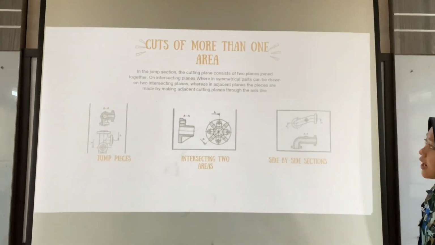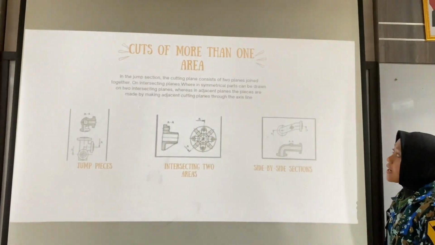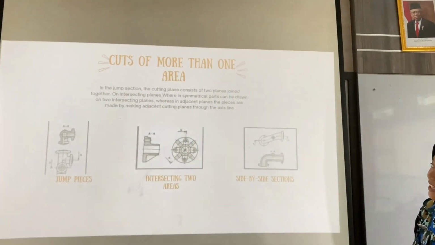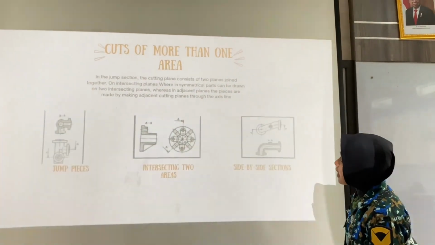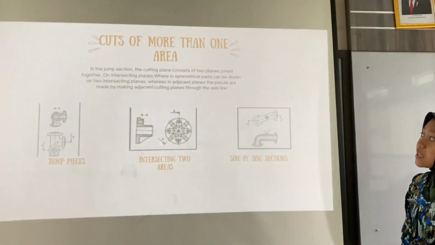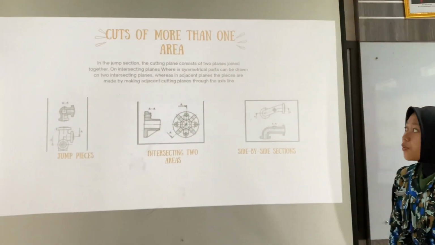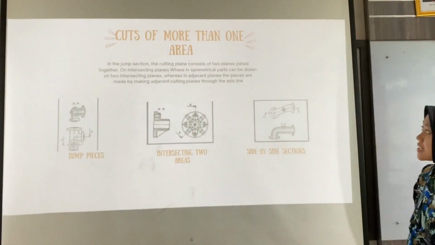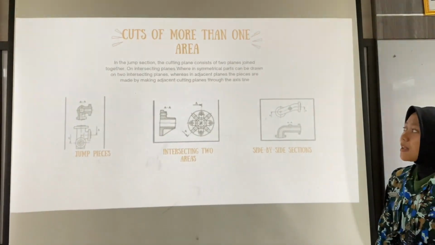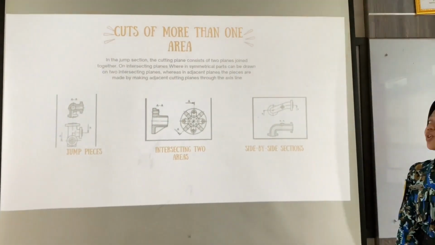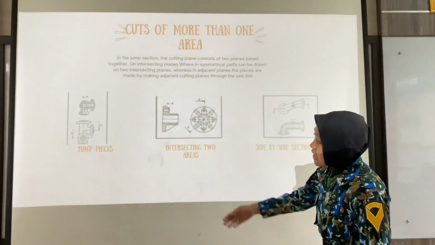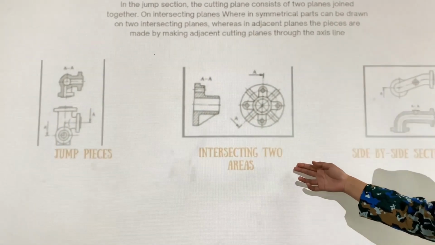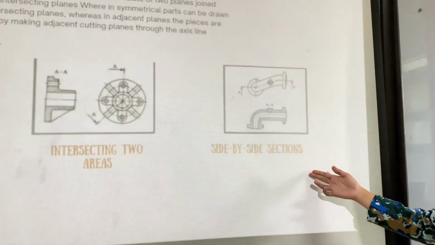Cuts of more than one plane. In the jump section, the cutting plane consists of two planes joined together. On intersecting planes, symmetrical parts can be drawn onto intersecting planes. Whereas in adjacent planes, the pieces are made by making adjacent cutting planes through the axis line. This is an example of jump pieces, intersecting two planes and side-by-side section.